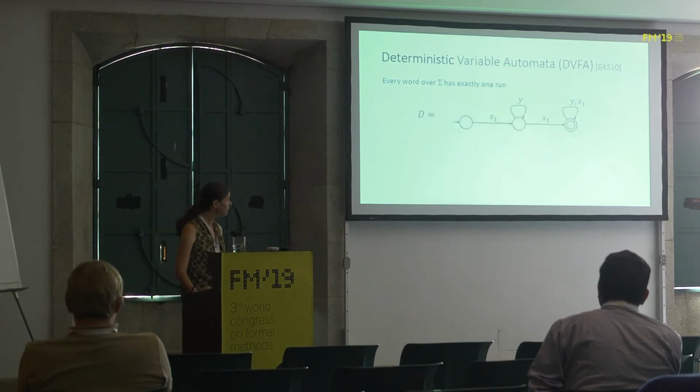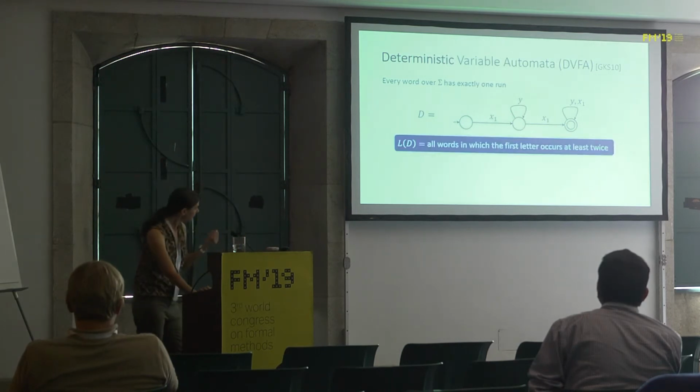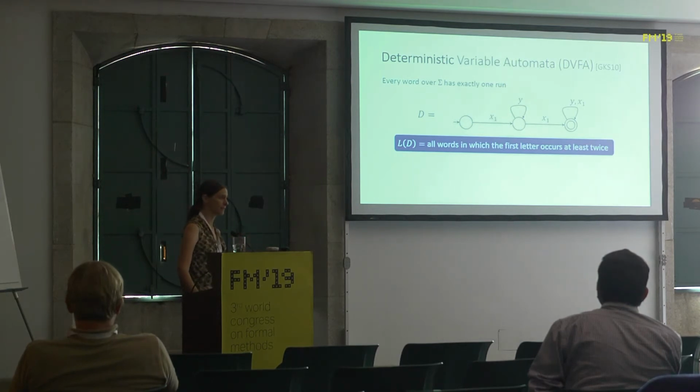This automaton, however, is deterministic because the first value has to be assigned to x1, and then the rest of the values have no choice but to be assigned to y. Okay, so this is an example of a deterministic variable automaton. In this case, the language of this automaton is all words in which the first letter occurs again at some point in the run. Right, so we have the first transition and the second transition.